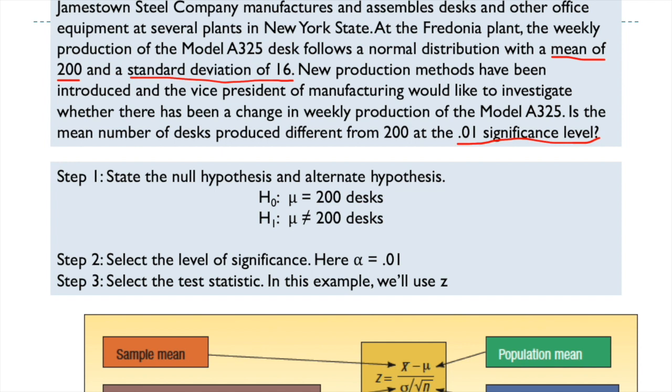But they've had some new production methods introduced, and they want to see if there's been a change in weekly production. And so we're trying to figure out, is the mean number of desks now produced different from that original population average of 200? And we're looking at this at the 0.01 significance level. And so this is a two-tailed test because our alternative hypothesis does not state a direction, right? Our null hypothesis is that the mean is still 200 desks, and the alternative hypothesis is that the mean is not 200 desks.